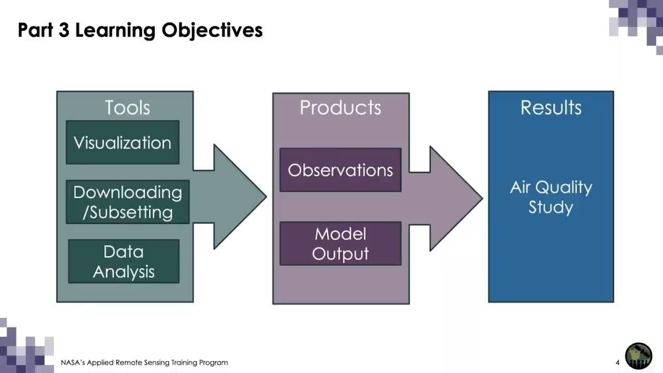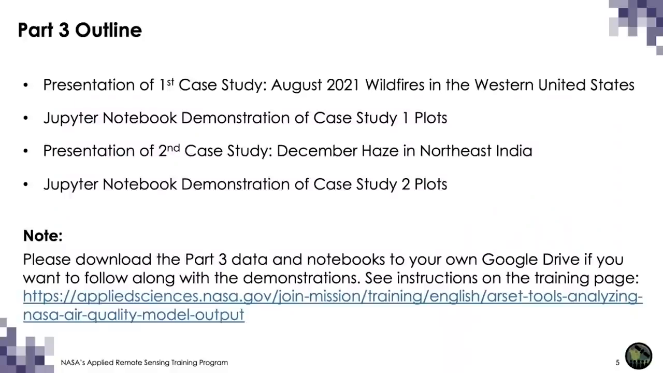While this training will focus on two specific case studies, the approaches shown could be modified and applied to a variety of air quality applications. This session is organized around two case studies. We will begin with a case study of August 2021 wildfires in the western United States. I will start with slides describing the air quality event and some of the analyses we can perform with model output. I will then walk you through the Jupyter notebook that was used to create many of the plots shown in the slides. We will then follow the same format in our second case study, which focuses on December haze in northeastern India. During the notebook demonstrations, I encourage you to follow along in your own copies of the notebook.